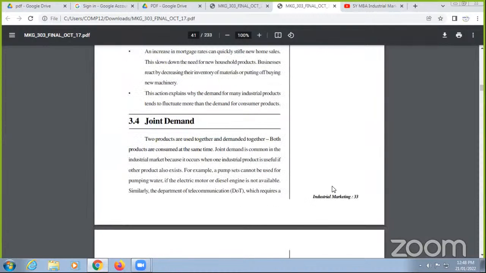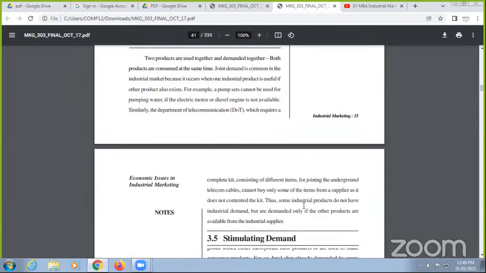And the next, joint demand. Two products are used together and demanded together. Both products are consumed at the same time. Joint demand is common in the industrial market because it occurs when one industrial product is used only if another product also exists. For example, a pump set cannot be used for pumping water if the electric motor or diesel engine is not available.